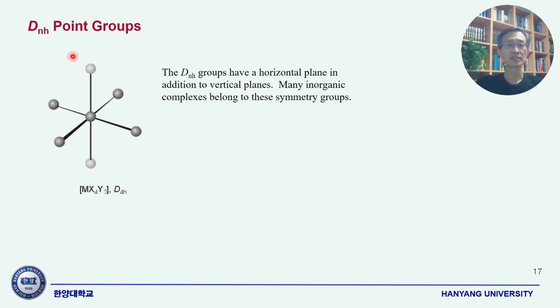Okay, DNH in this case has a horizontal mirror plane. So the DNH group has a horizontal mirror plane, and also axes of rotation. So this is D4H. We looked at D6H before with the benzene molecule.